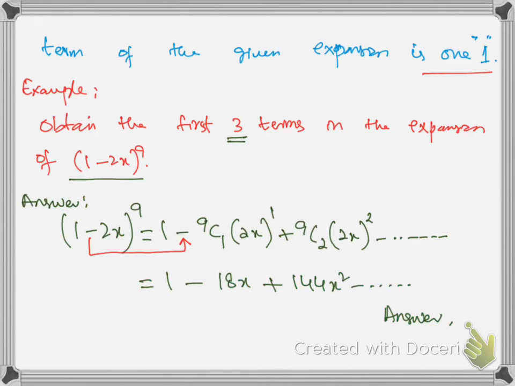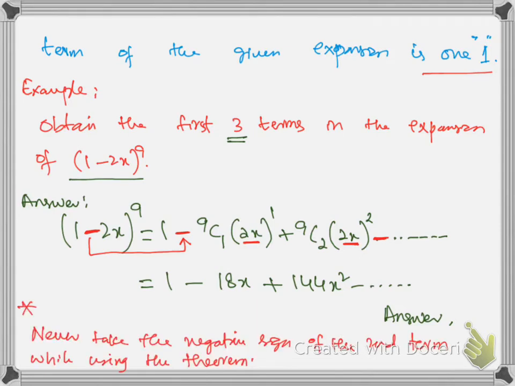Make sure you do not consider the sign of the second term here and here. So while using the combination form of the theorem, never consider the sign of the second term. The second term is negative 2x, but you just need to write 2x here, because you have already managed this sign, the negative sign here. Because of this negative sign, the signs are alternate. So never take the sign of the second term while using the theorem. I have mentioned this note here. Never take the negative sign of the second term while using the theorem.